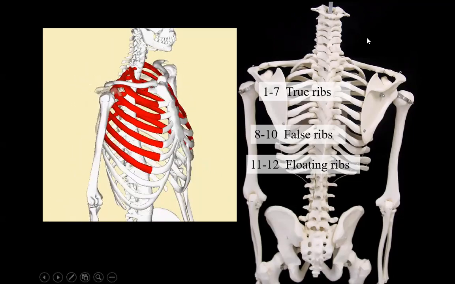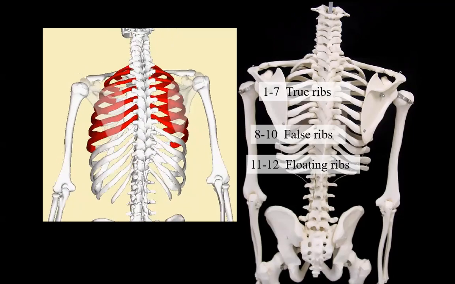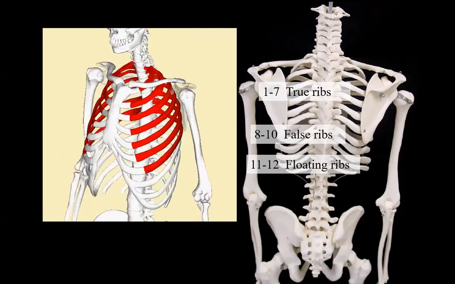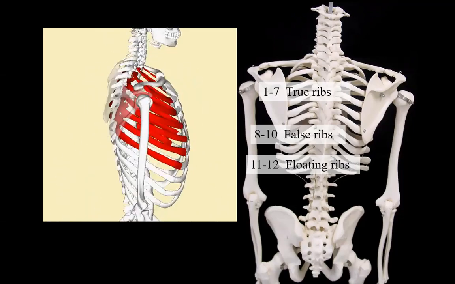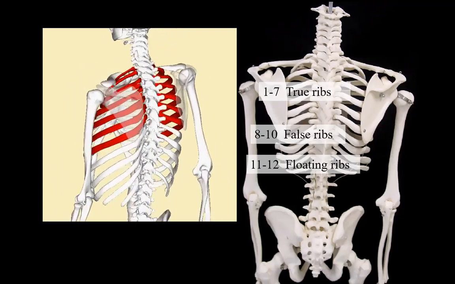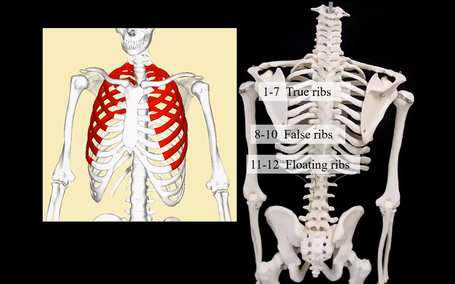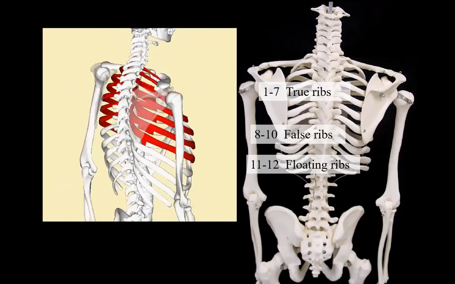And you'll see as it goes around, you can see where 8, 9, and 10 are located and how they don't attach directly to the sternum. They attach indirectly. And then directly underneath them are the last 2 pairs of ribs. These are the floating ribs.